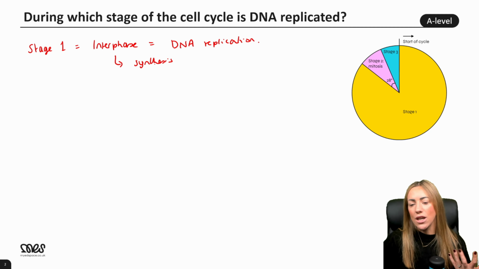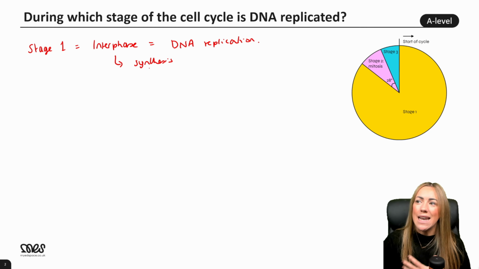You might learn that interphase has 3 phases. It has G1, which is growth 1, the synthesis phase, and then G2, which is the growth 2 phase. But DNA replication specifically happens during the synthesis phase of interphase. If you're doing AQA biology, you don't really need to know that extra detail, so we can just say that DNA replication occurs during interphase.